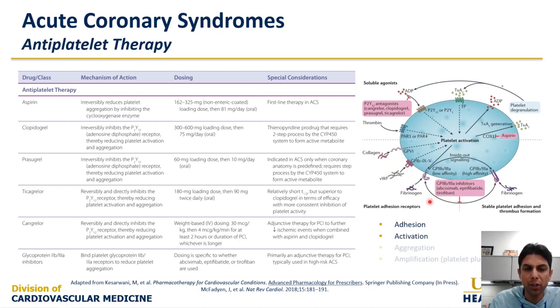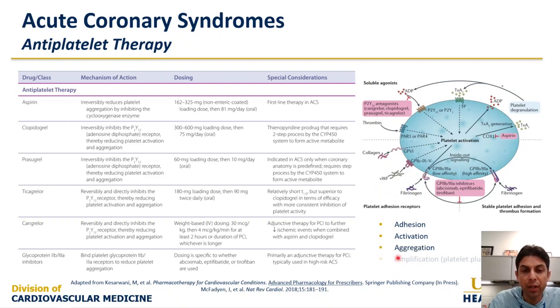But another component to this is activation. Activation is triggered by thrombin binding to the appropriate receptor, as well as ADP binding to the ADP receptor, or the P2Y12 receptor. It's also mediated by thromboxane binding to the thromboxane receptor as well. We talked previously about how collagen can also activate platelets. And we'll talk about the role of von Willebrand factor as well as fibrinogen shortly.